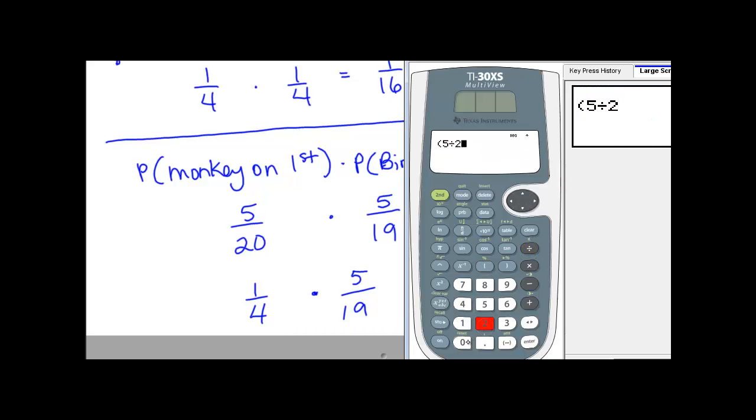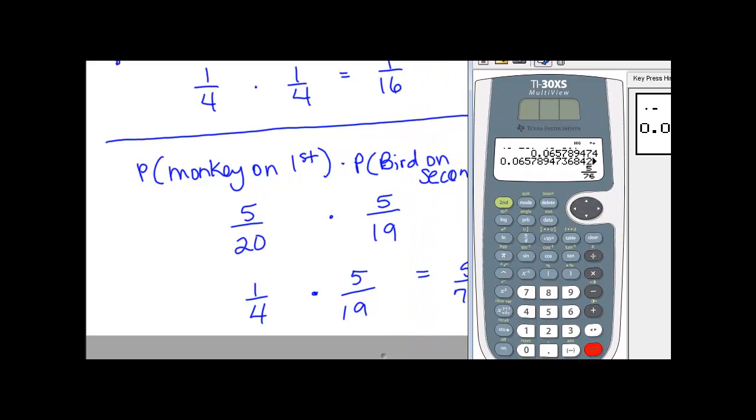5 divided by 20 times 5 divided by 19. I get the decimal form of that answer, and then if I change it back to a fraction, it'll give me that same 5/76.